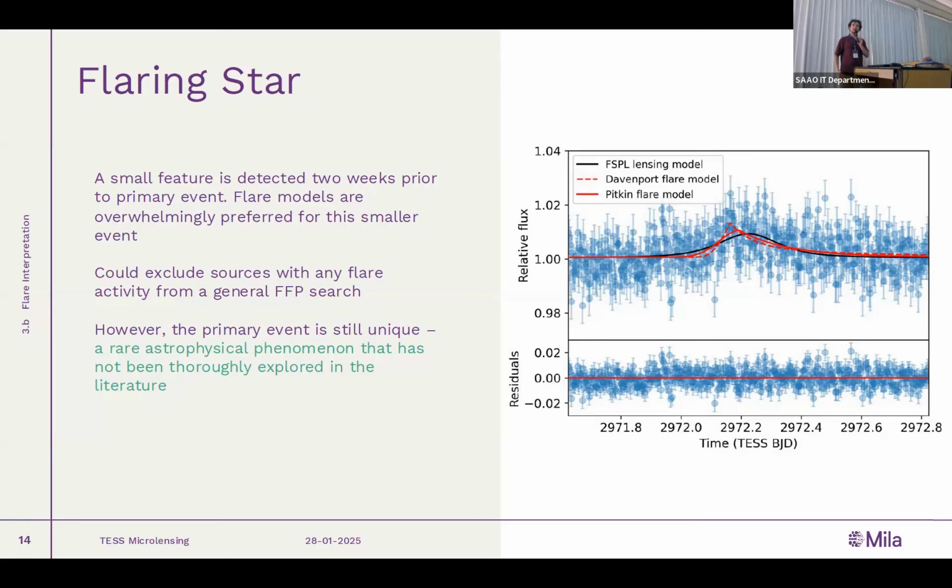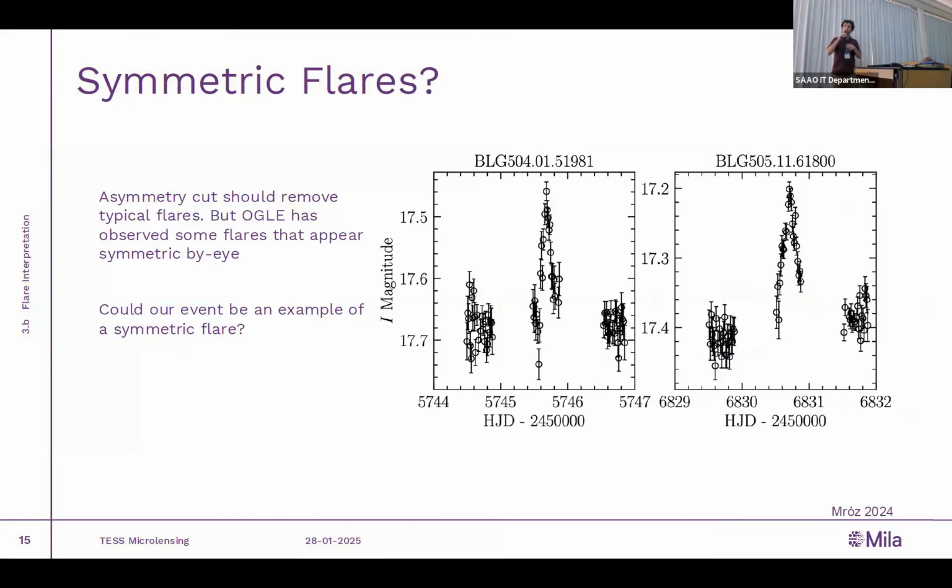It's still unique. And at the very least, it's a rare astrophysical phenomenon that has not been explored in the literature. What do I mean by that? Flares have been studied. Why is this one not thoroughly explored? And you'll recall earlier, I said that we did a cut on asymmetry. Shouldn't remove the majority of flares. And you're right, this does remove the majority of flares.